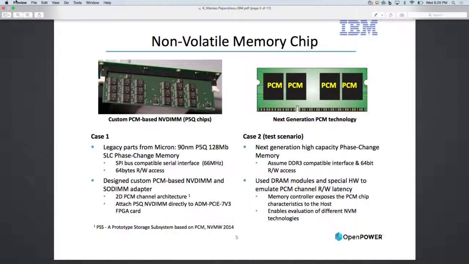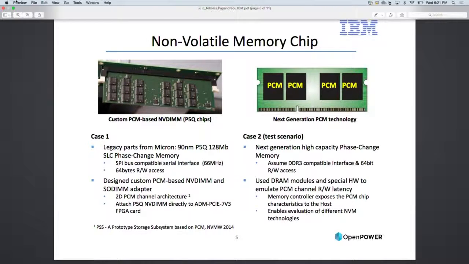So in this work, we designed two different phase change memory controllers for two different phase change memory technologies. The first one, which is shown on the left, corresponds to an old phase change memory technology using legacy parts from Micron. This is an SLC phase change memory chip with a serial interface. And on the figure on the left, you see the custom PCM DIMM that we built with this particular chip. And also we designed special SODIMM adapters in order to connect this PCM DIMM to the FPGA cards on the server.